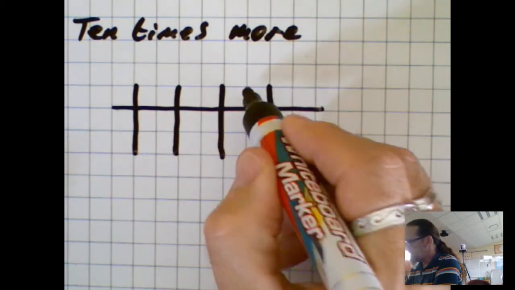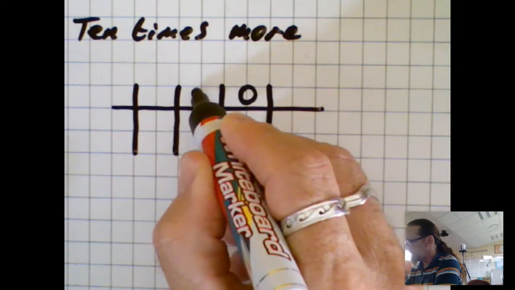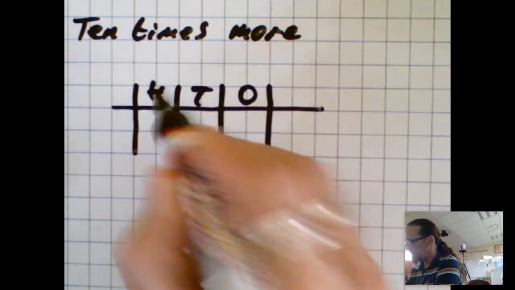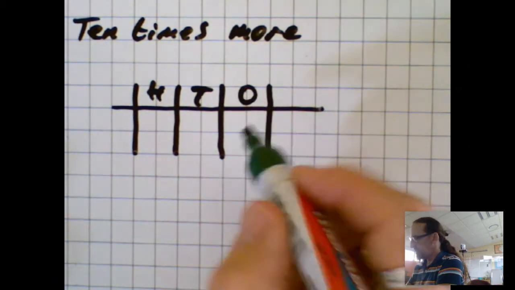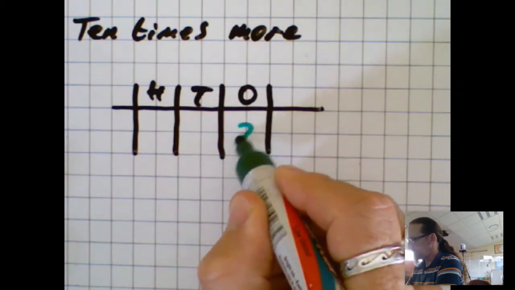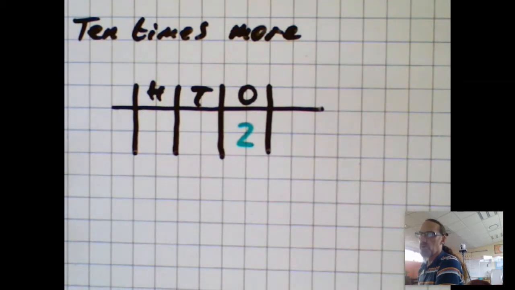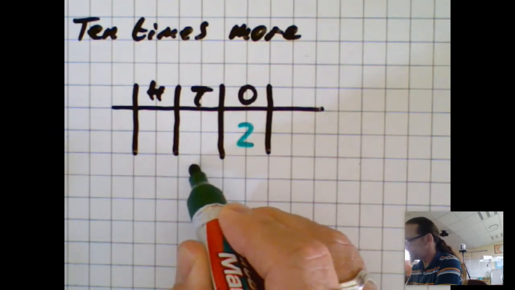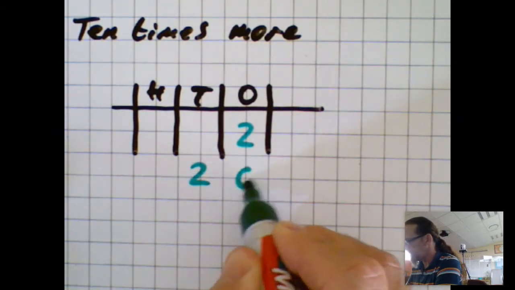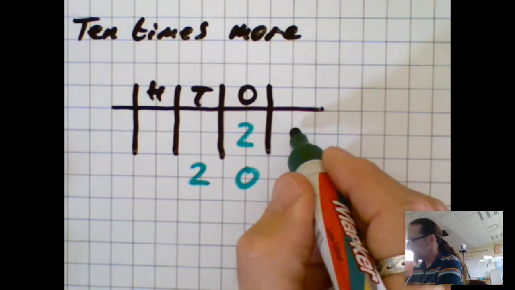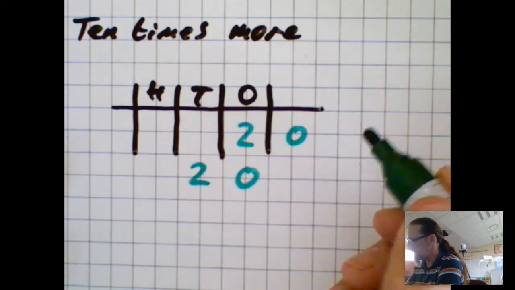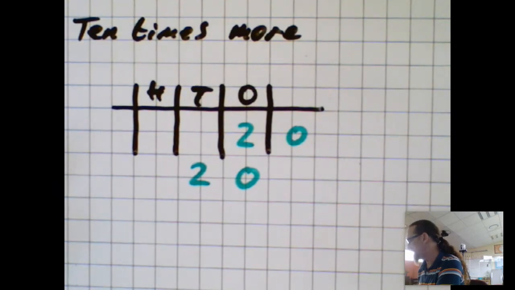Okay, so if this is the ones column and this is the tens column and this is the hundreds column. Okay, let's say we put 2 in this column here. If we multiply that by 10, we know that 2 times 10 is 20. So we end up with 2 tens and no ones. Okay? There's no ones because there was no digit in this column here before we started.